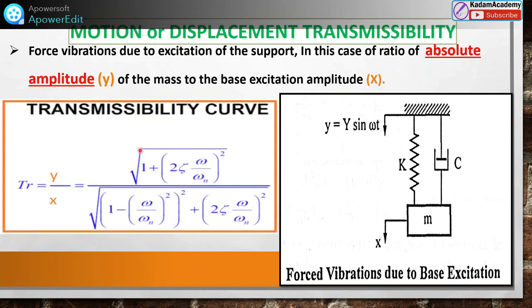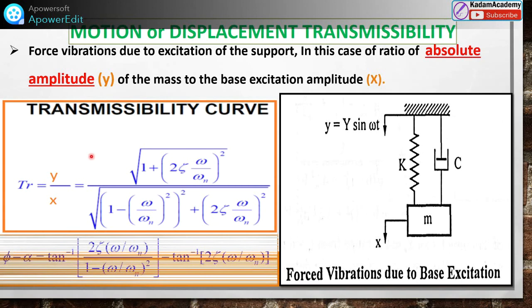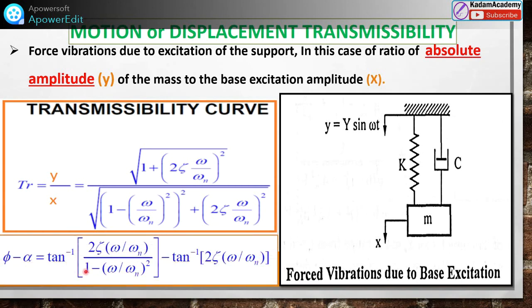When we derive this, watch the video on base excitation. The same formula will be obtained for the absolute amplitude, and the same phase angle lag, with a similar formula after derivation. We will get it even though there is a base excitation, for the force transmitted and the force exerted.